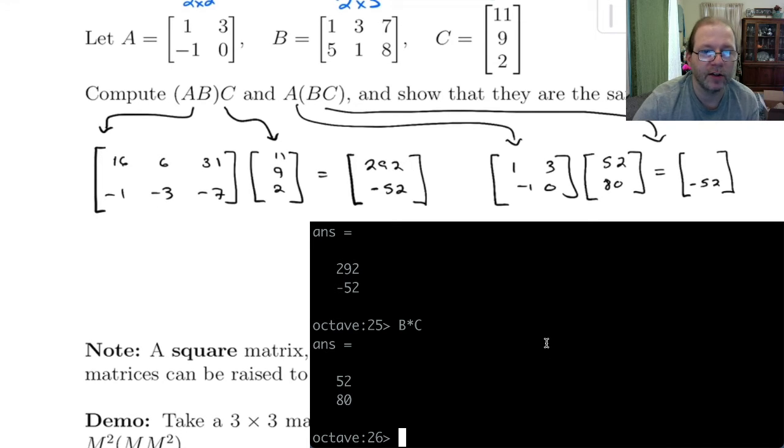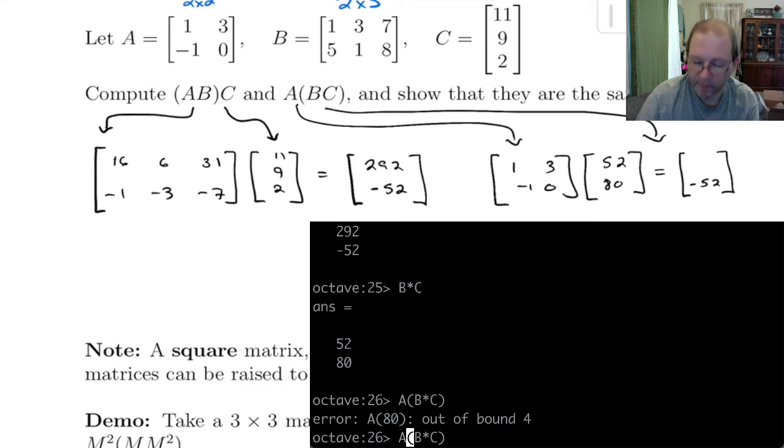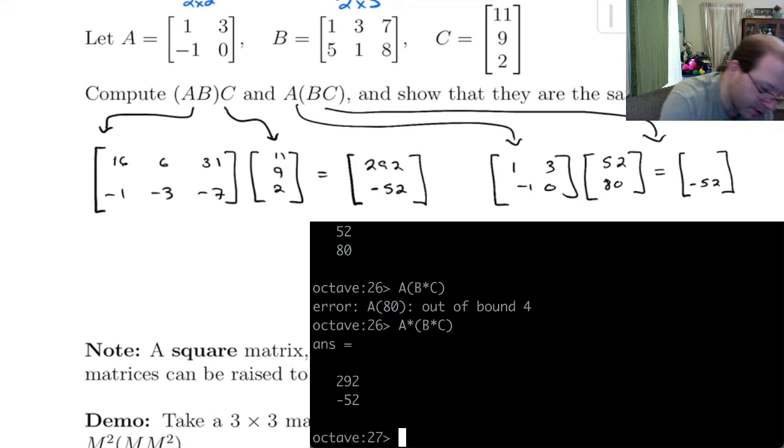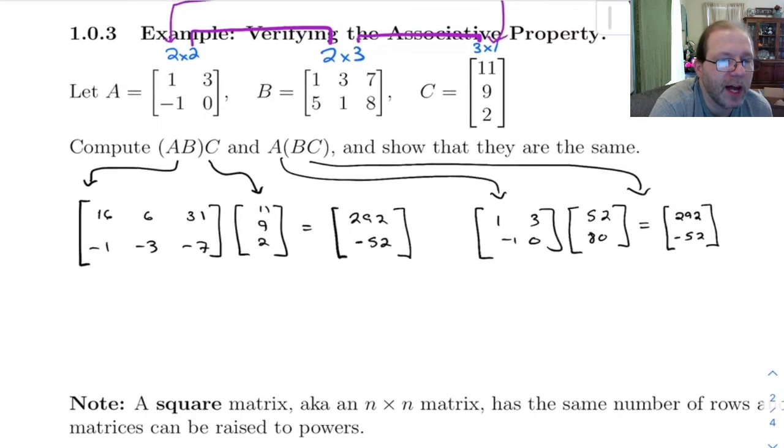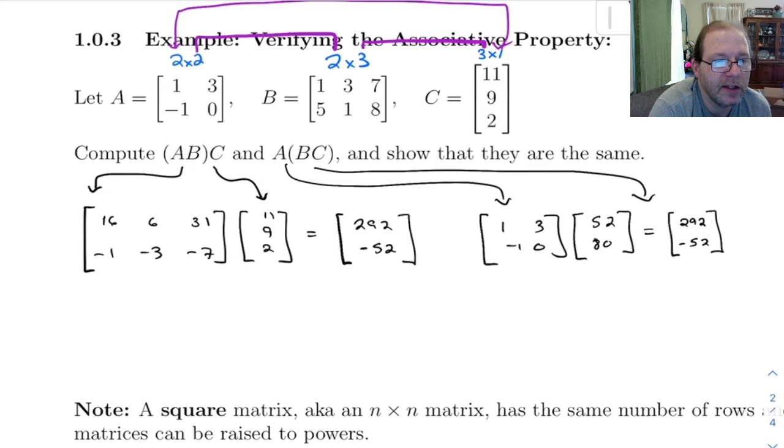Let's just use Octave to multiply this out: B times C, with A multiplied on the front. I have to give it that star. 292. So sure enough, whether you multiply AB first times C or multiply BC first and then multiply the A on the front, you get the same thing.